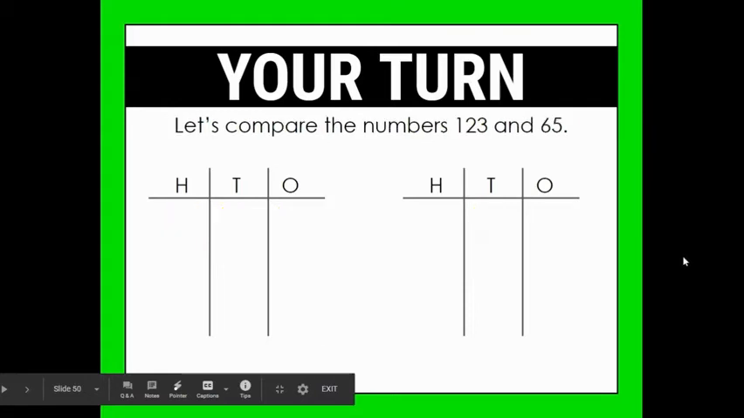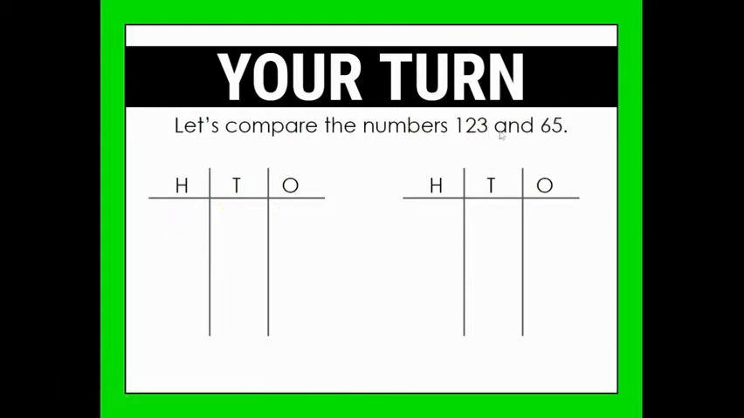All right, let's try another one. Let's do 123 and 65. So go ahead and draw your HTO charts. And let's start by drawing 123.